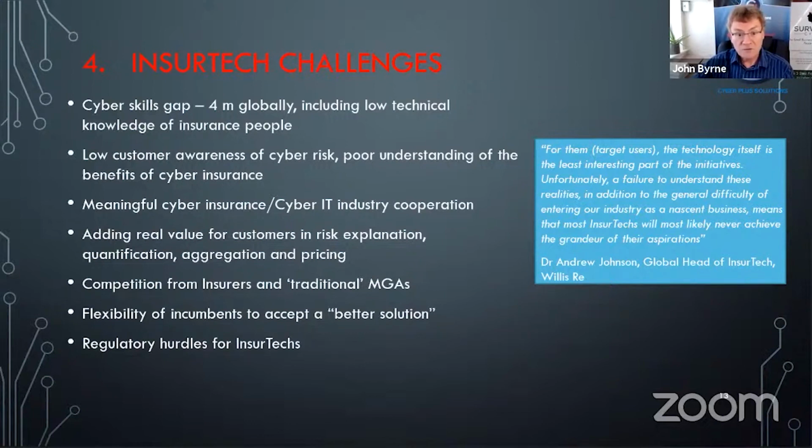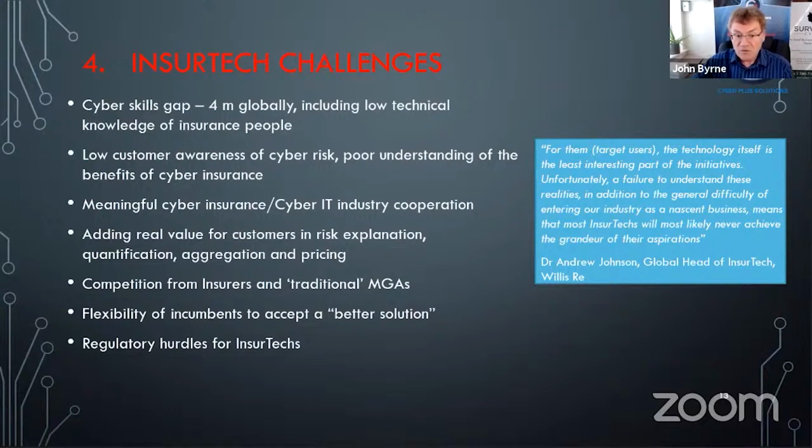They're much sought after. We also have low customer awareness of cyber risk in the first place, before we talk about insurance, and poor understanding of the benefits of cyber insurance. In order to move forward, we also need to improve that meaningful cyber IT and cyber insurance industry cooperation. These are challenges. And really, we need to add real value for customers by explaining the risk, by quantifying it, by showing how aggregation of a supply chain risk could work, and by explaining the pricing. These are further challenges for insurtechs.